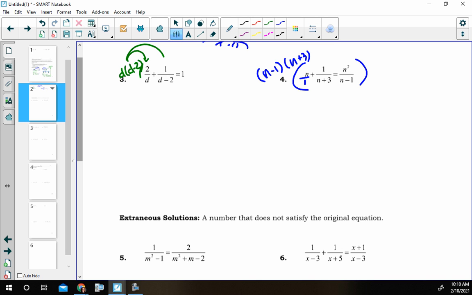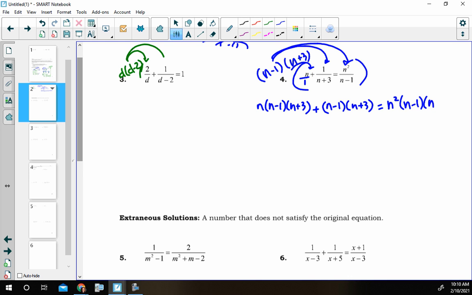So when I send this n minus 1, n plus 3 into n, we're going to have n times n minus 1 times n plus 3. If I send it into the 1, it's not going to do anything, so I just really have to write n minus 1, n plus 3. And then I'm going to send it to the n squared here. So n squared times n minus 1 times n plus 3. Fill in our bottoms.